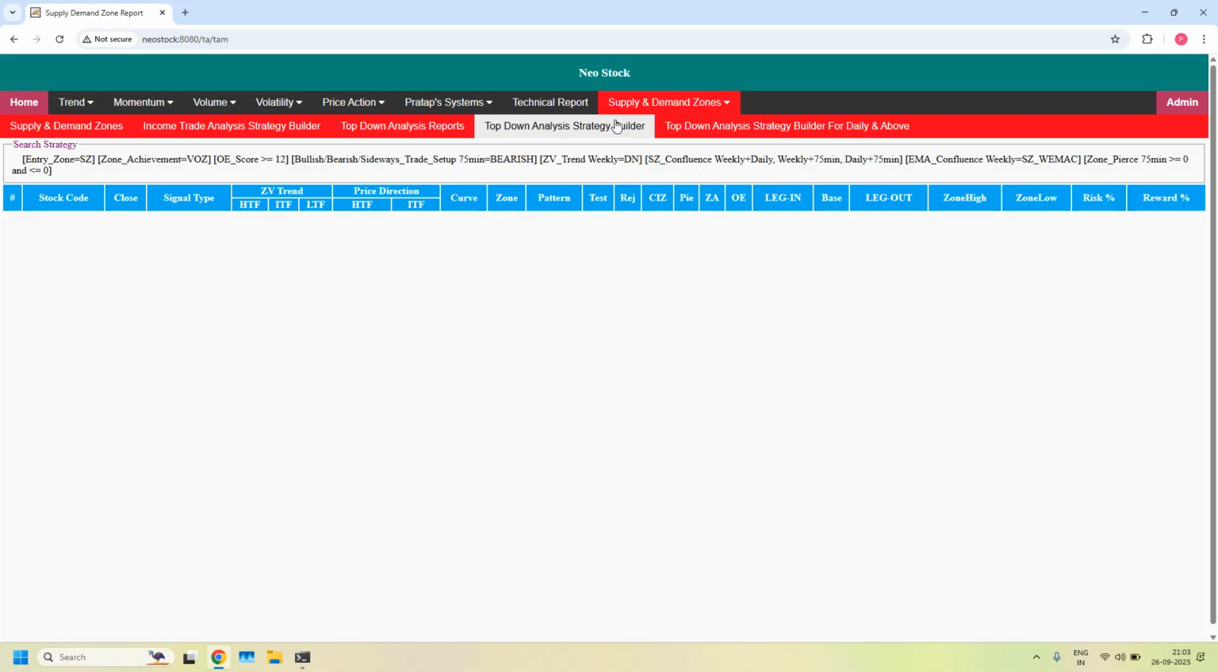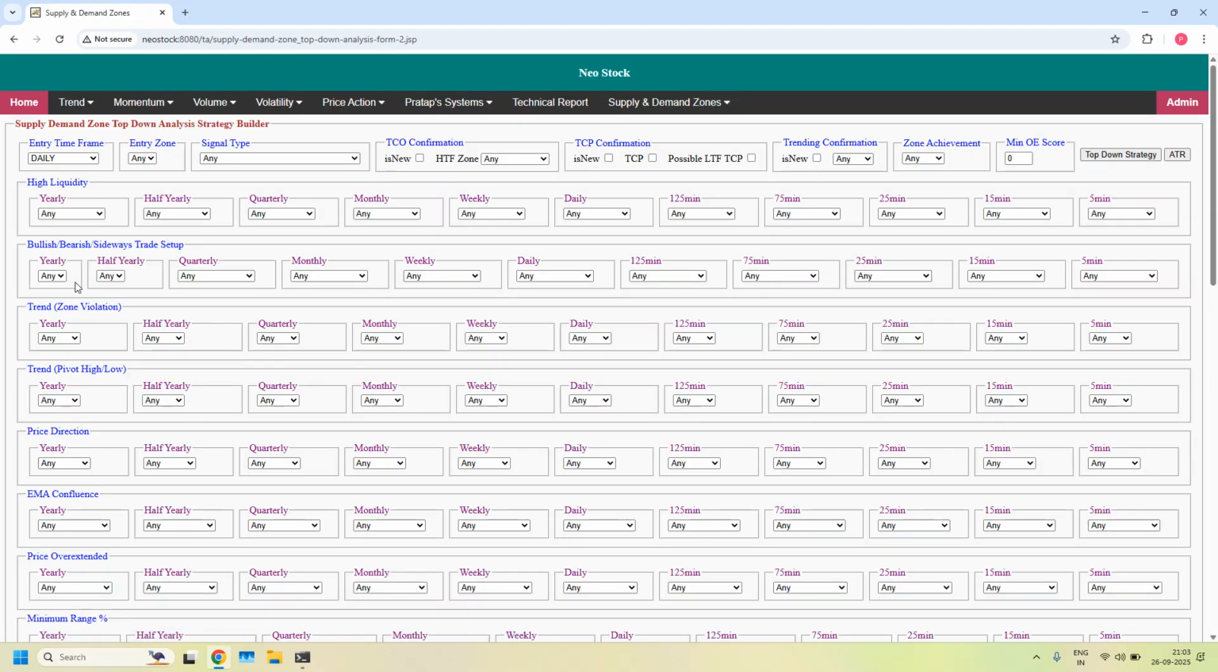Next, we will generate daily income trade reports. First, daily income trade sideways long trade setup. Entry time frame 15 minutes. Entry zone, demand zone. Here bullish, bearish, sideways trade setup at 15 minutes time frame. I am selecting sideways long. Zone achievement violated, opposing zone. Minimum odd enhance score 11 for sideways.